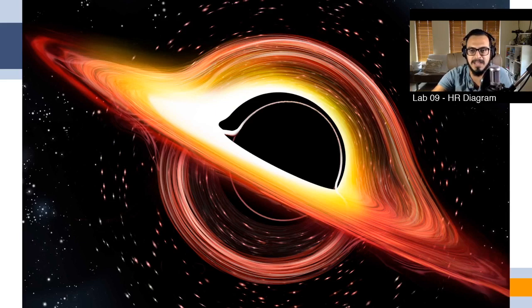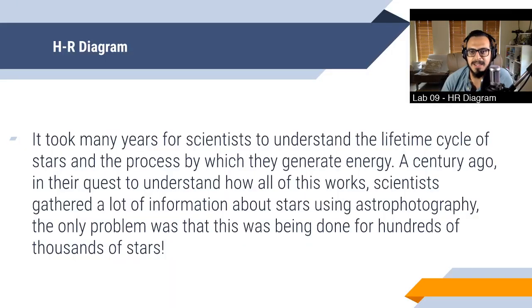It's really mind-boggling. The HR diagram. It took many years for scientists to understand the life cycle of stars and the process by which they generate energy. A century ago, in their quest to understand how all of this works, scientists gathered a lot of information about stars using astrophotography. The only problem was that this was being done for hundreds of thousands of stars.